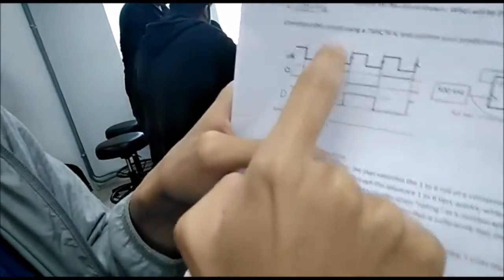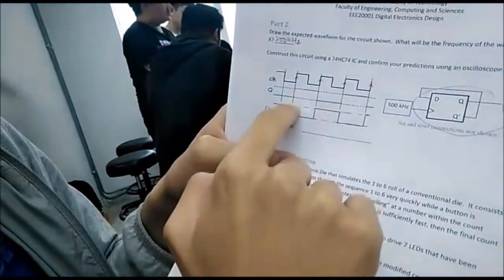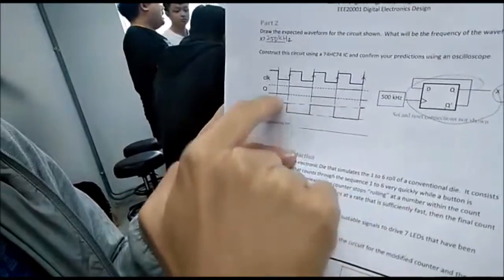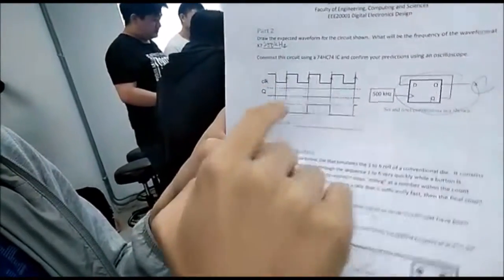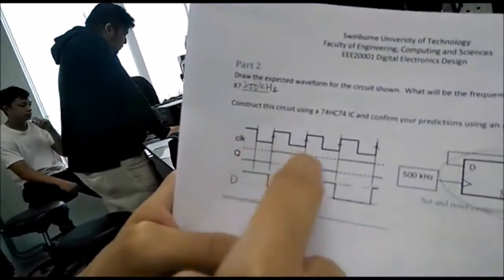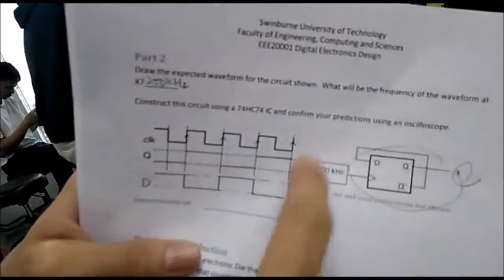So at every rising edge, the values will be evaluated again. So when D is 0, at the rising edge, Q will become 1. Every time it changes. So these two are actually inverses of one another. And we expected the frequency of this wave to be 250 kilohertz. That's because the original clock wave is 500 kilohertz.